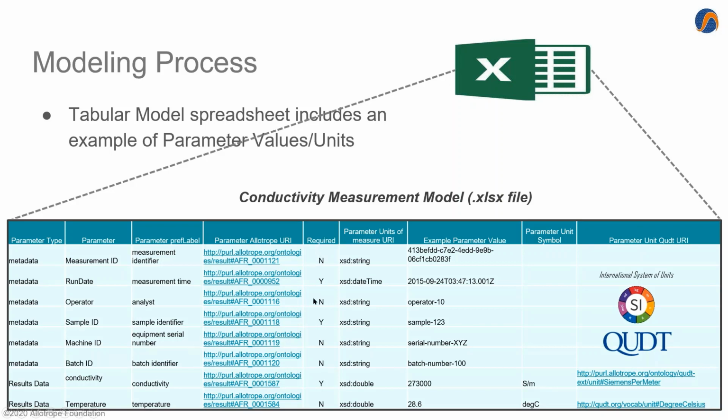We have a column for whether the parameter is required or not. We have the unit of measure. We have an example of parameter value. We actually plug in the parameter value. In this example, serial number XYZ. For temperature, for example, we have 28.6, the unit symbol, degree Celsius, and the URI identifies the unit parameter.